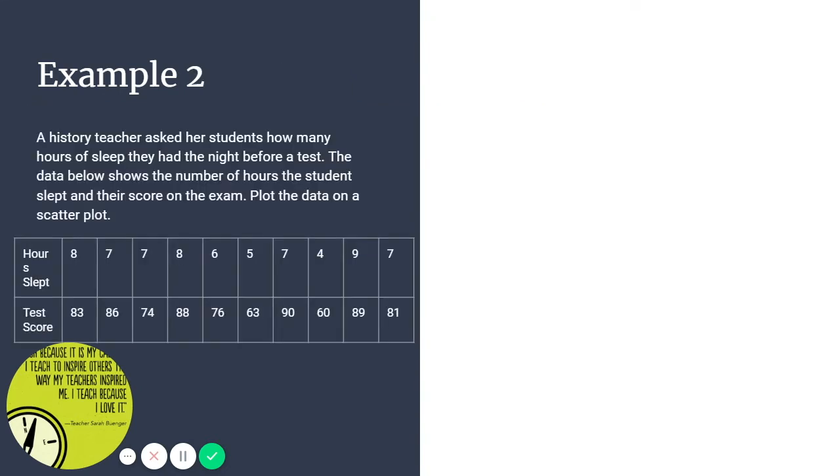Now, you are now ready for example number 2. It says a history teacher asked her students how many hours of sleep they had the night before a test. The data shows the number of hours the students slept and their scores on the exam. We ask that you please plot the data on a scatter plot. So please pause the video at this point, plot your data, and then come back so that we can go over example number 2 with you.